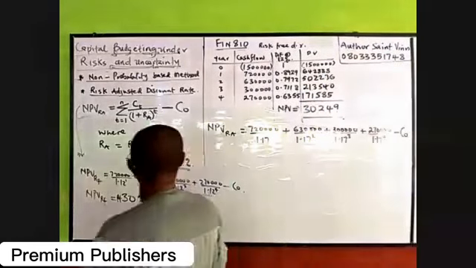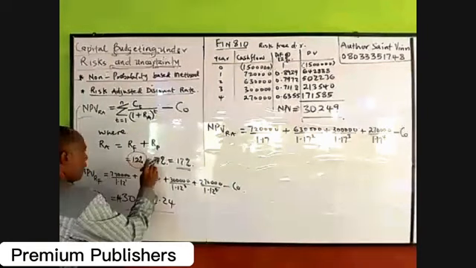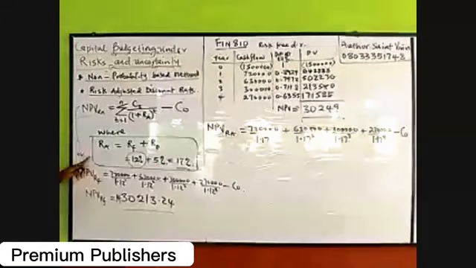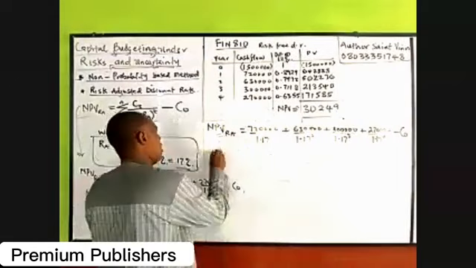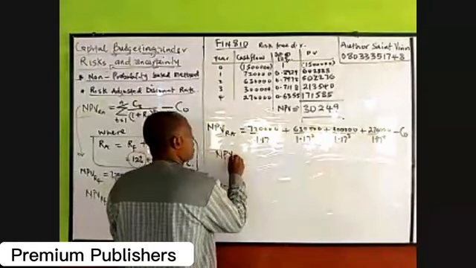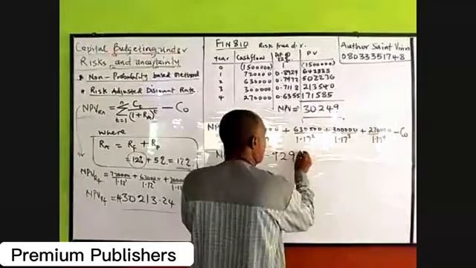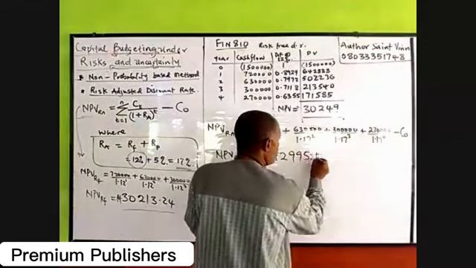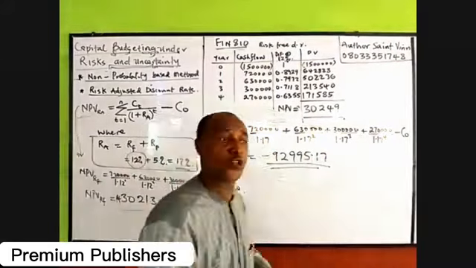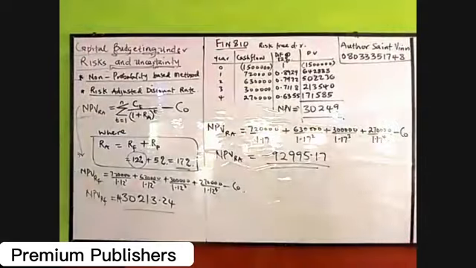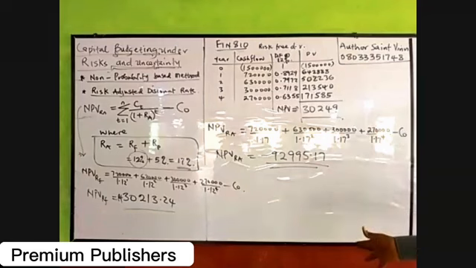Is it clear? Minus 92,995. With this, our advice to the company is that they should not accept. They should reject this project because it has a lot of risk and it will not be profitable.